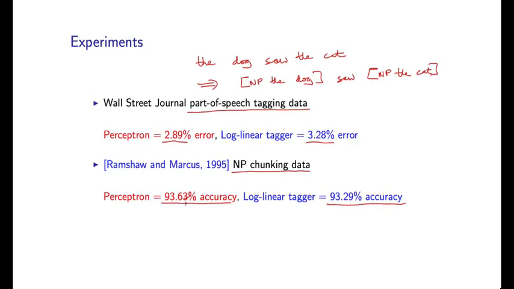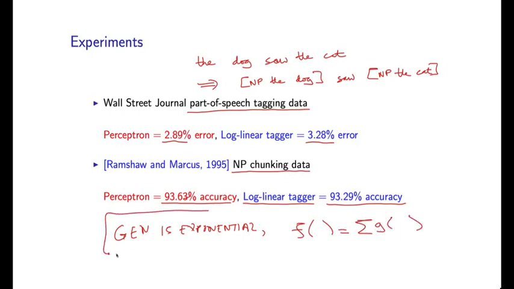So the perceptron is certainly a competitive algorithm in this particular domain in tagging problems. It offers a very interesting alternative to log linear taggers. It's a simple algorithm, and it's really rather simple to implement. And perhaps most importantly, this way of thinking about global linear models, where GEN is exponential in size, but f is defined through some sum of local feature vectors, we'll see that this is a very powerful idea.